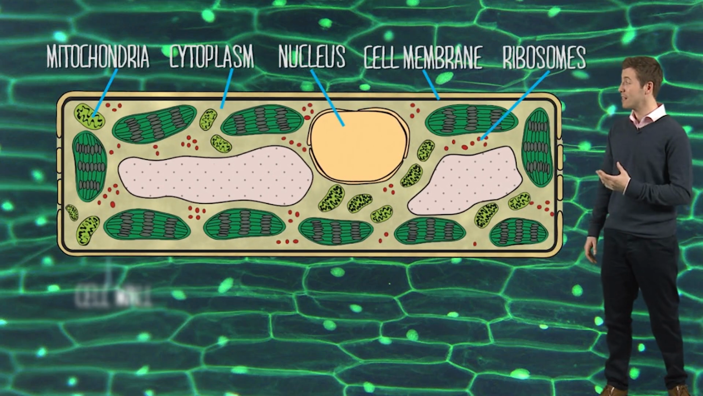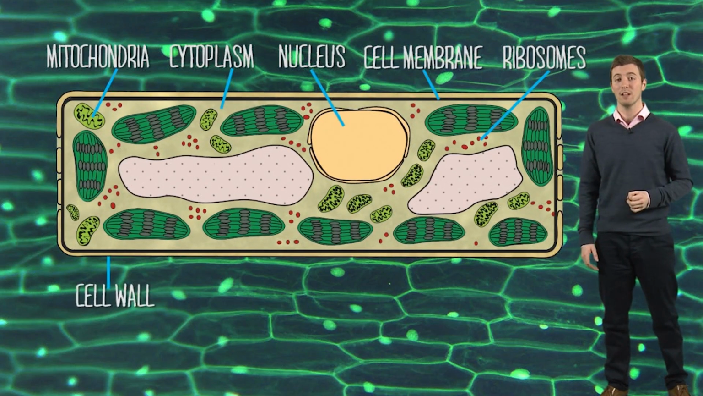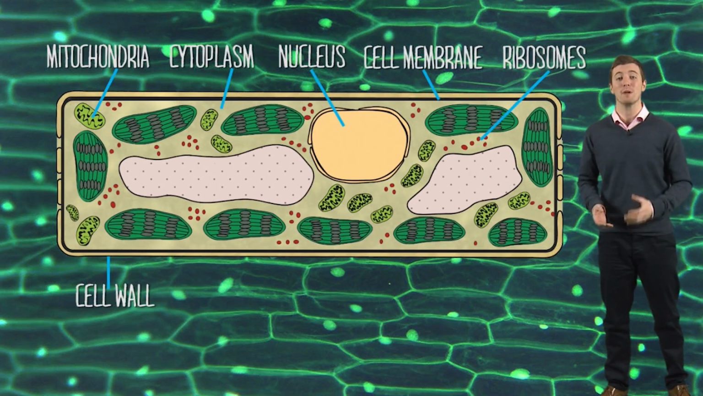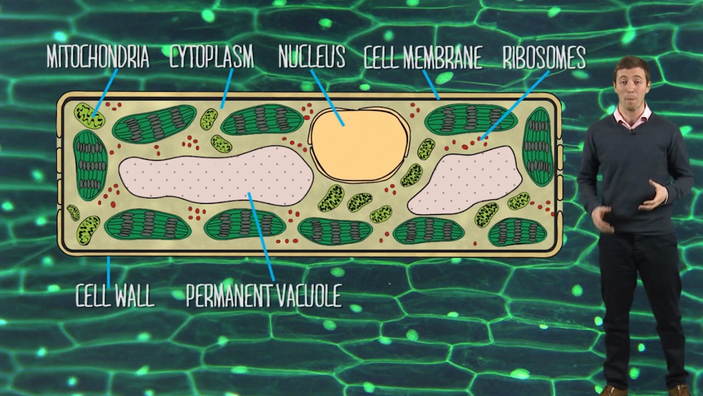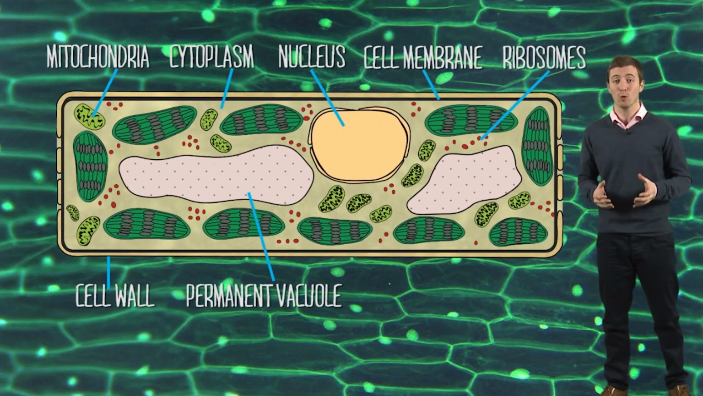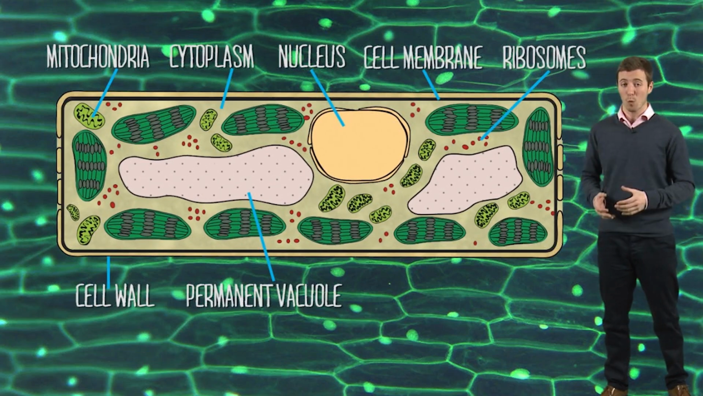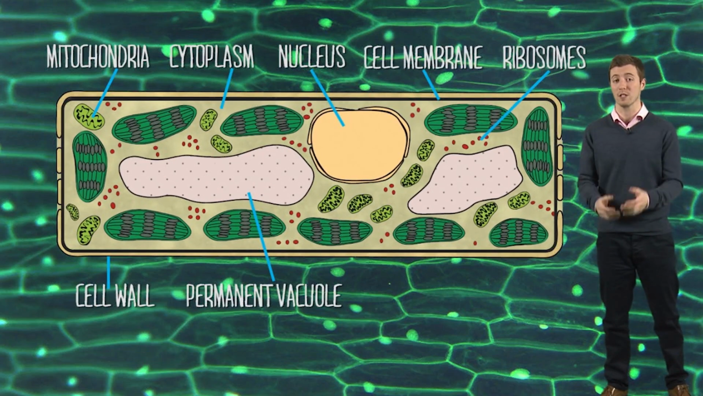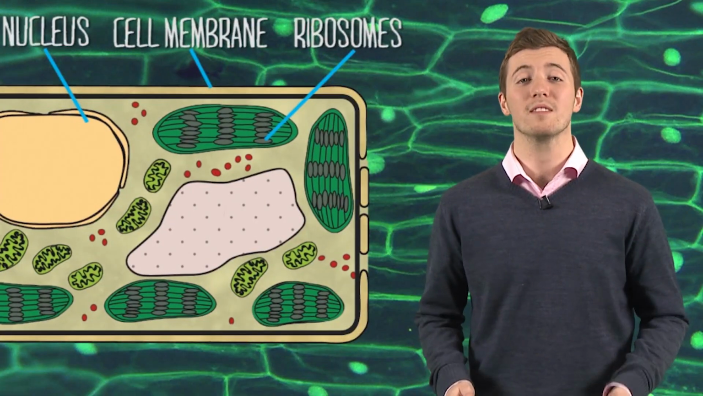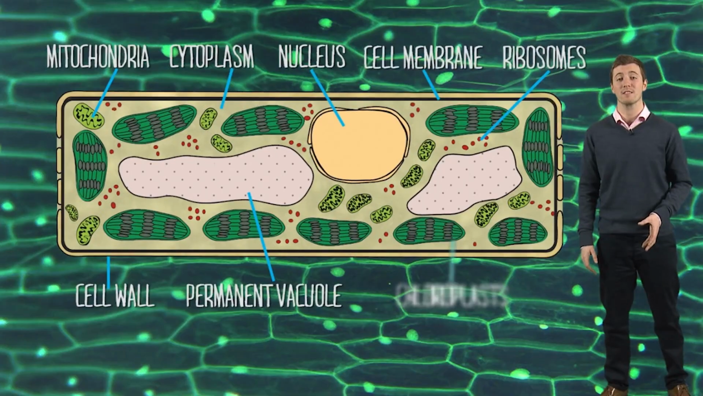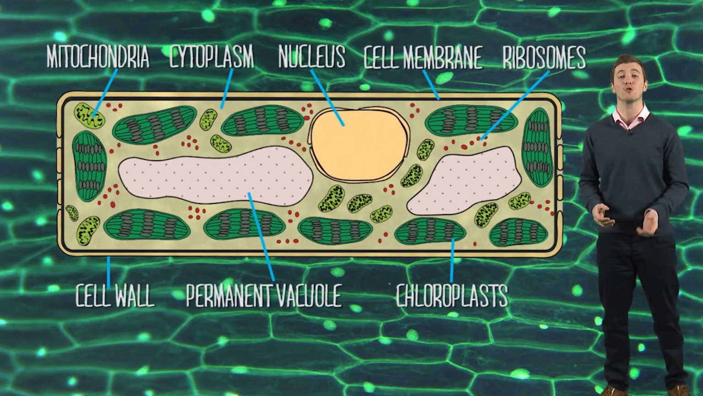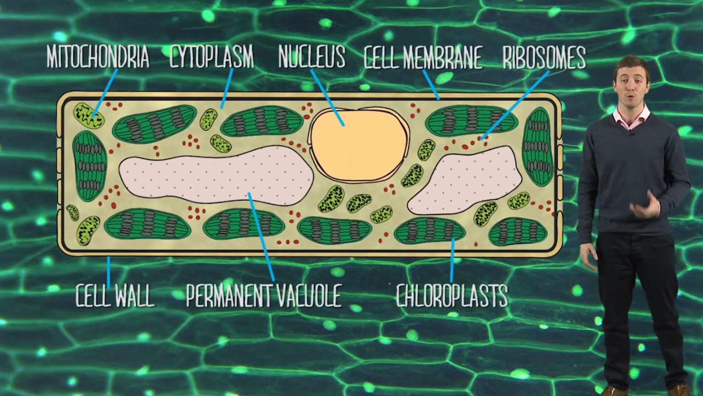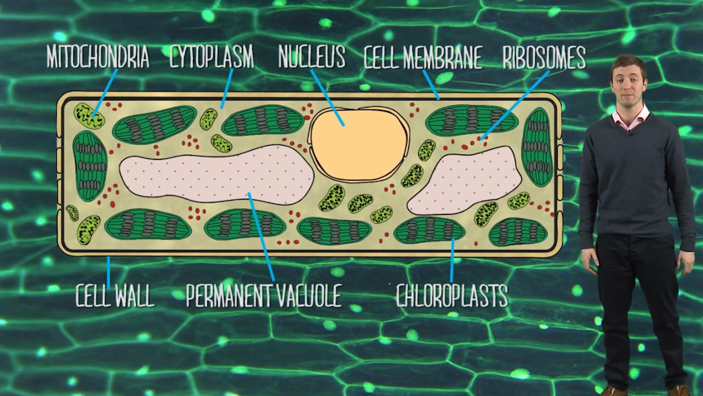First of all, plant cells have a cell wall. This is a surrounding layer made of cellulose that helps support the cell. They also contain a permanent vacuole. A vacuole contains cell sap, which is mainly made up of water, sugar, and salts. As well as these, they also have chloroplasts, which contain a green pigment called chlorophyll that's used to absorb light during photosynthesis. Photosynthesis helps the plant make food.